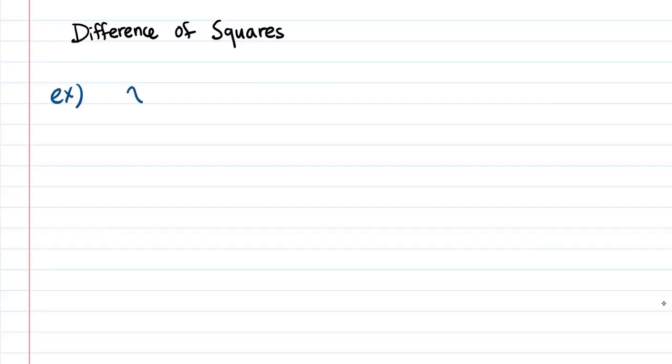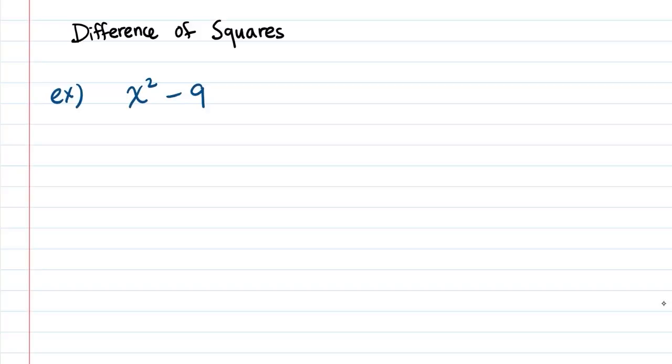For example, x squared minus 9. Unlike the other trinomials, this one has only two terms, so we shouldn't call it a trinomial, but a binomial. The degree of the expression is 2, but it could be higher than 2. So how do we factor this?